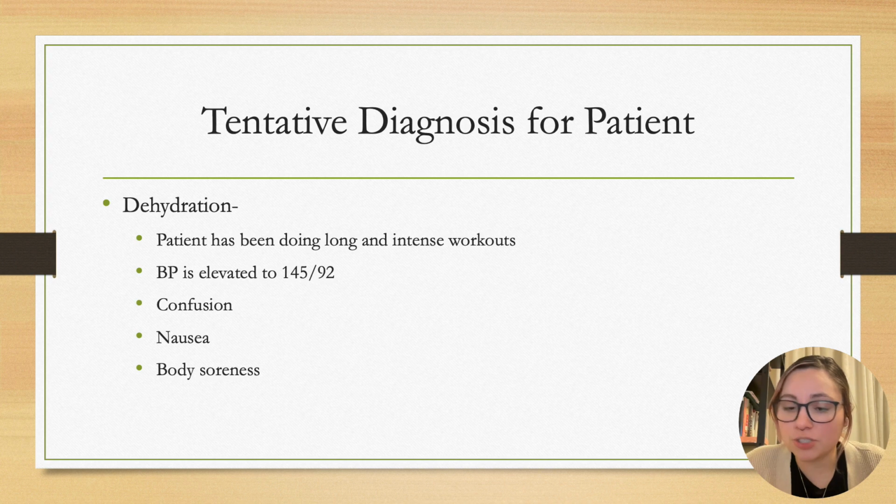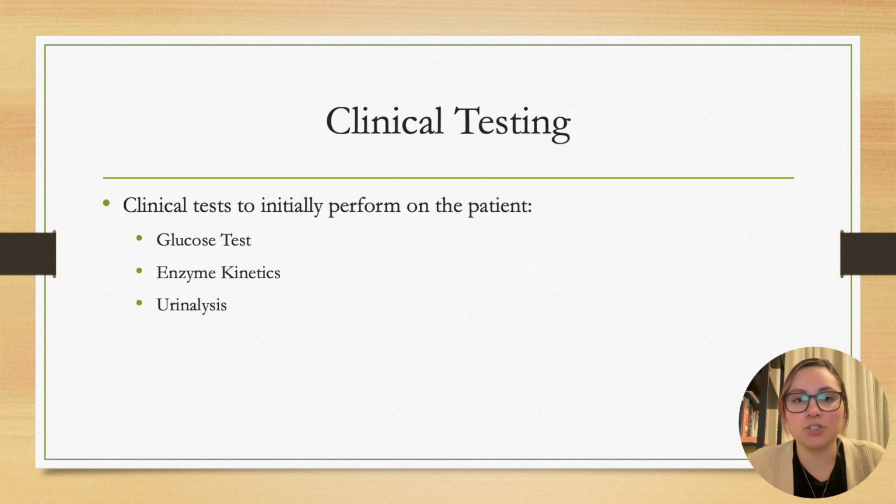He's doing long and intense workouts, which means he's likely not hydrating well enough. His blood pressure is elevated. He is hypertensive. His systolic blood pressure is 145. His diastolic is 92. He's confused, which can be a cause from dehydration, and nauseous, and is sore. All of these are symptoms of dehydration. So this is our tentative diagnosis. And from there, we decide to do more clinical testing.